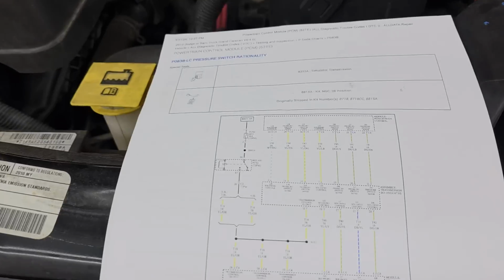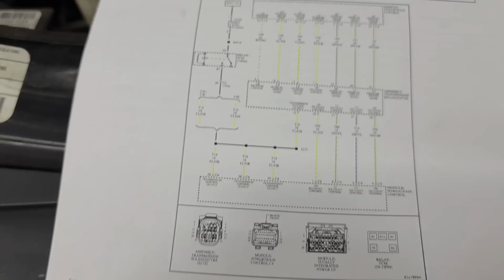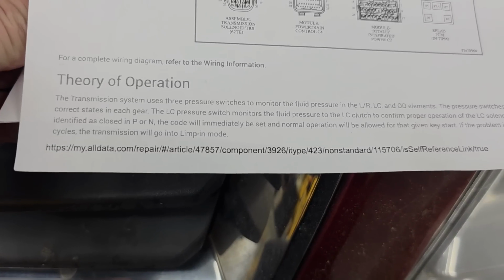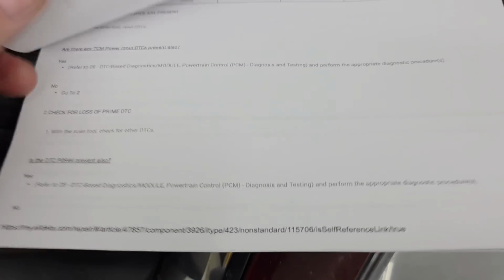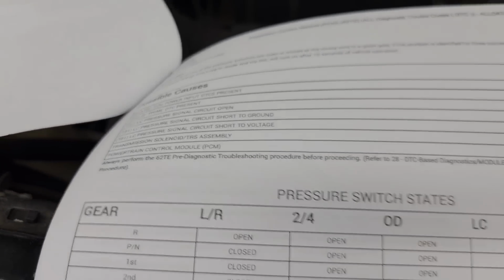Okay, so what I did was I went and printed out the flow chart on how to diagnose this code. Let me just show you something here real quick. So here is the flow chart. Basically talking about what it is. It shows the circuitry and theory of operation. It uses pressure switches to monitor the fluid pressure in the LR, LC, and OD elements. Kind of shows you everything that's here.